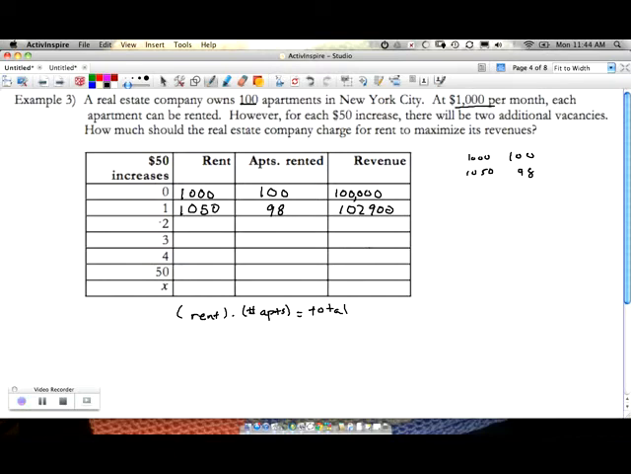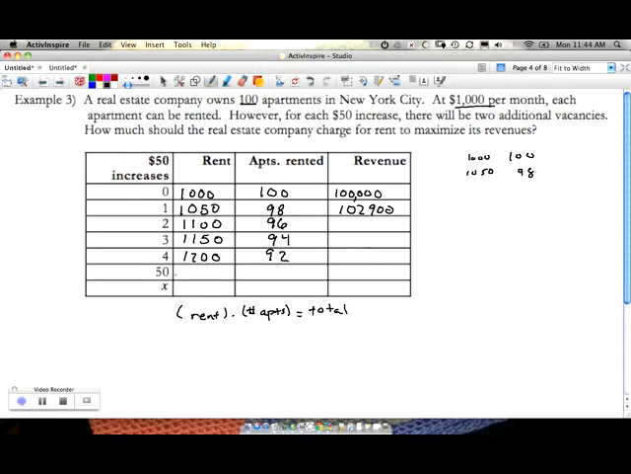Okay, so if we were to put in 2 for this one here, we have a $50 increase. So that means we're going to have $1,100. That means we're down to 96 now. Let's go ahead and fill all these in and then see if we can calculate them. This next one would be $1,150, another $50 increase. And that would be, how much are we looking at here? So now we're going down 2 more. We're at 94. And then now we're looking at $1,200. We're down to 92.